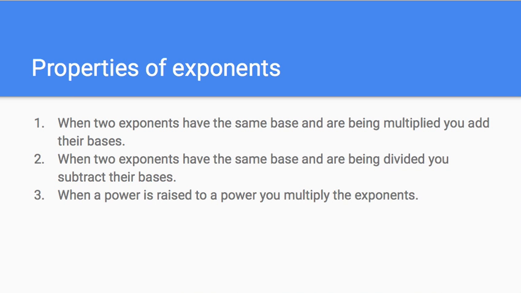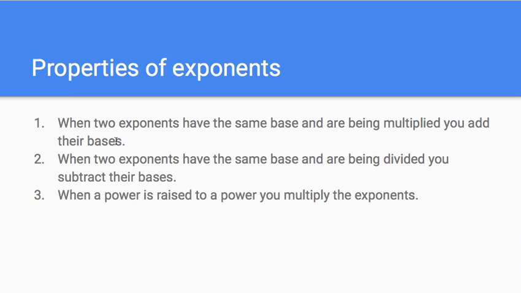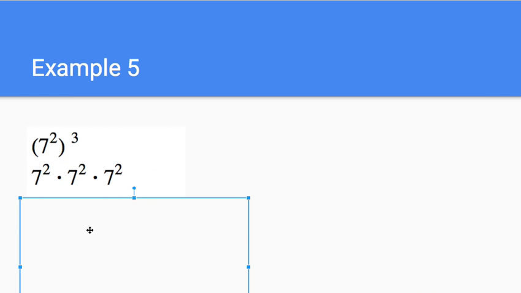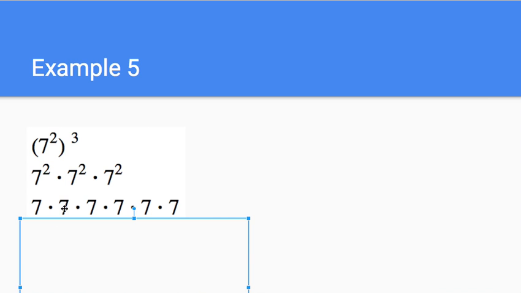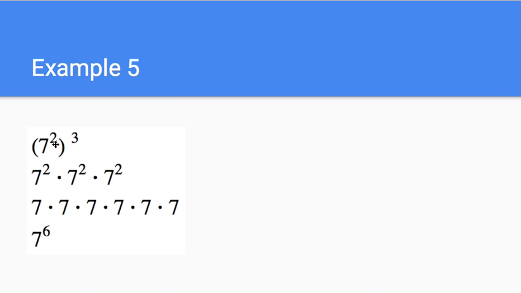Okay, here's our final property. When a power is raised to a power, you multiply the exponents. So again, I'm going to show you why this works. So we've got 7 to the 2nd power raised to the 3rd power. Basically what this means, I'm going to be taking 7 to the 2nd power and I'm going to multiply that by itself 3 times. So 7 to the 2nd times 7 to the 2nd times 7 to the 2nd. Okay, so that's 7 times 7 times 7 times 7 times 7 times 7. I end up with 7 to the 6th power. The easier way to get there is just to multiply 2 times 3 is 6. This is why it works.